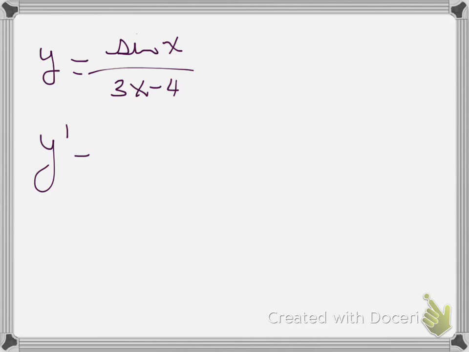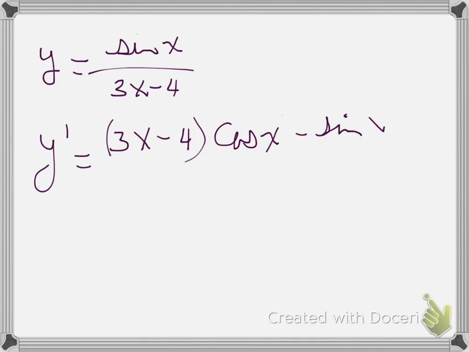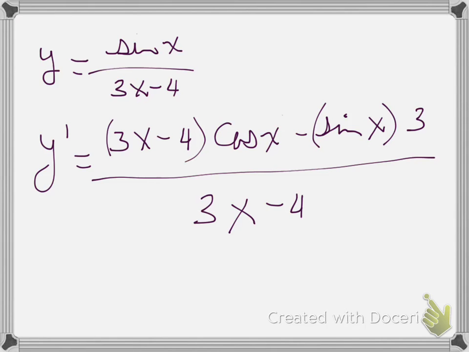I would definitely be able to use quotient rule if I had something like y equals the sine of x over 3x minus 4. Y prime is ho, d hi, derivative of sine is cosine, minus hi, d ho, derivative of 3x minus 4 is 3, and that's all over ho ho squared. Alright, so I'd be able to do that.